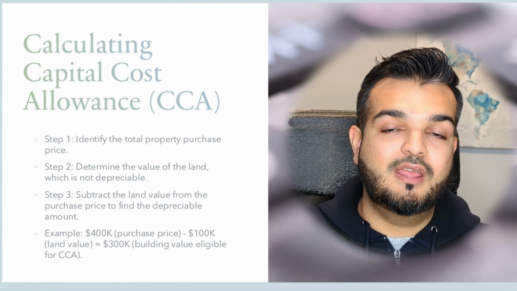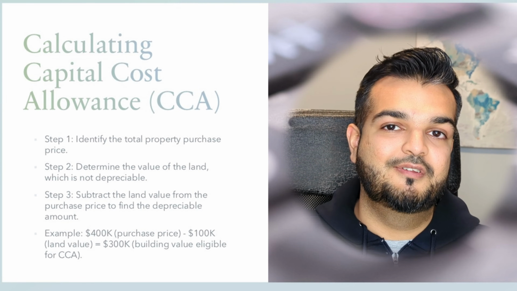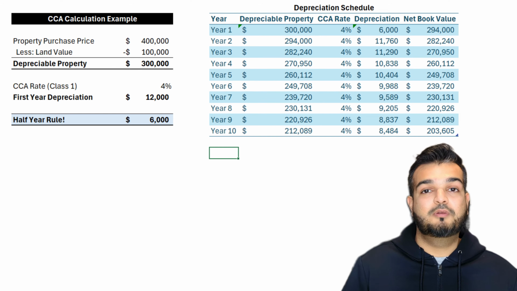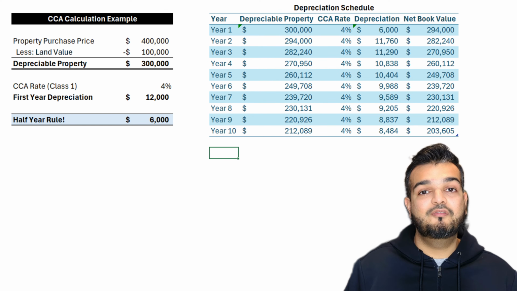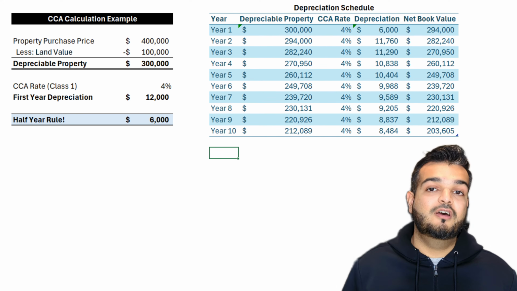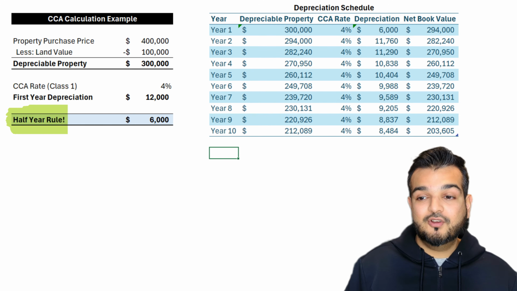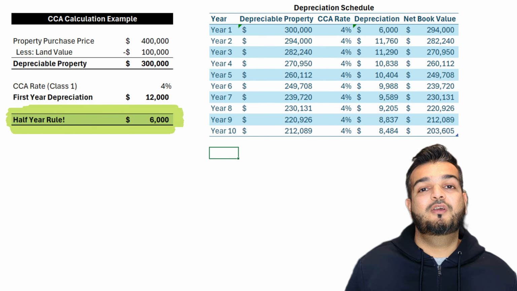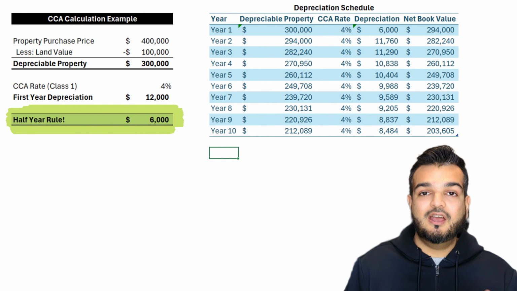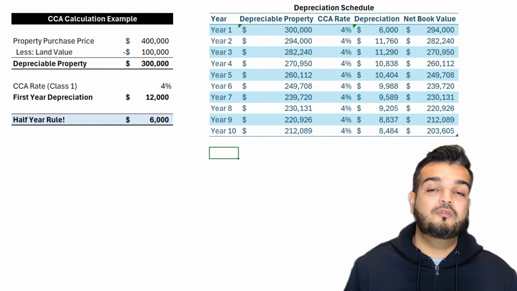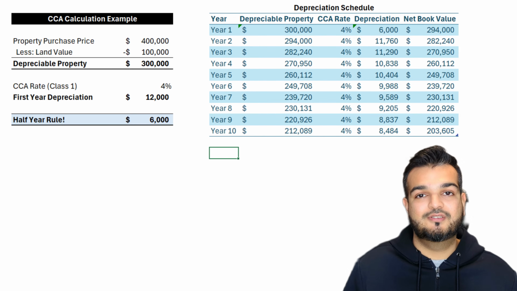The land is worth $100K, so you're left with $300K for the property, for the building itself. In the first year this property is available for rent, you can claim up to 4% of the $300K, which roughly translates to $12,000. However, for the first year, you have to apply something called the half-year rule, which means you can only claim half the CCA. So instead of the $12,000, you're only going to claim $6,000.